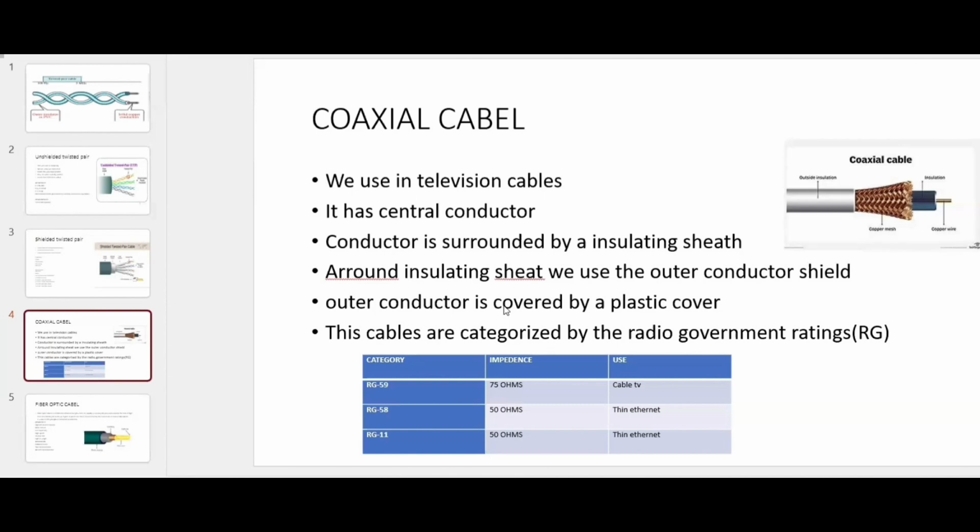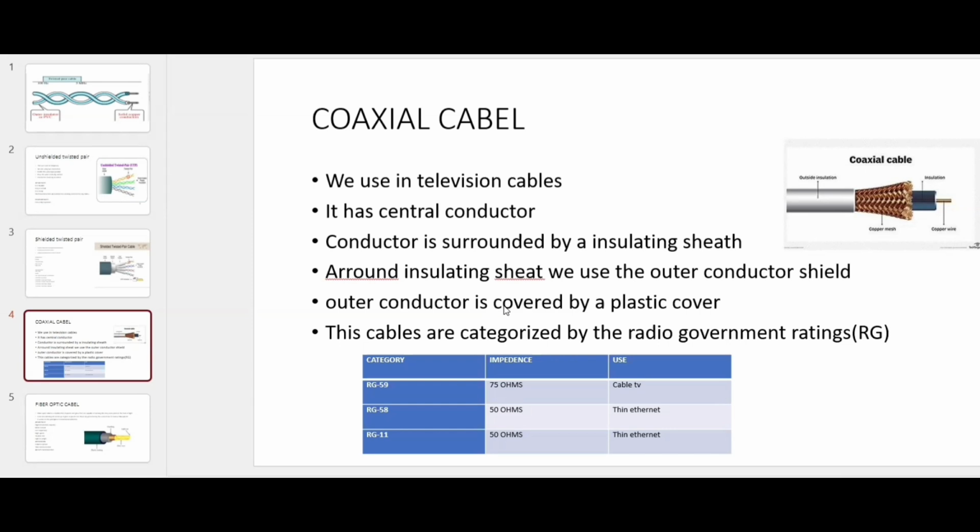Coaxial cable. Coaxial cable we generally use in television cables. In this we have a central conductor. Why do we use a central conductor in this? Because we want our information to travel continuously. Around the central conductor we use an insulating sheet. Around the insulating sheet again we use an outer conductor sheet, and for the outermost layer we use a plastic cover. By using plastic at the outermost layer, the electromagnetic interference will be reduced.